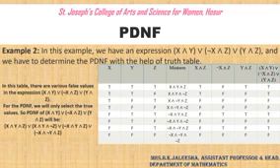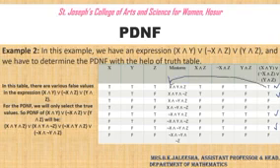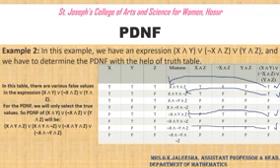Now for constructing the PDNF, what is the condition? Only the true rows should be considered. So we are marking the true rows, and against them we check the min terms. See here, first one, then the next, then this one, and this. So these are the min terms which are going to help frame the PDNF. So connect all these min terms using cup.